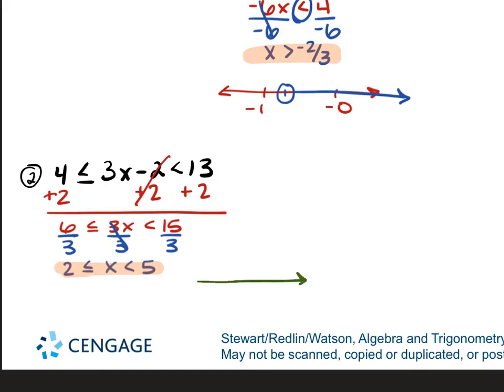On your number line, you find the 2, you find the 5. You're going to have a closed circle on that 2. You're going to have an open circle on that 5. And then your line's going to run in the middle to connect those two circles.